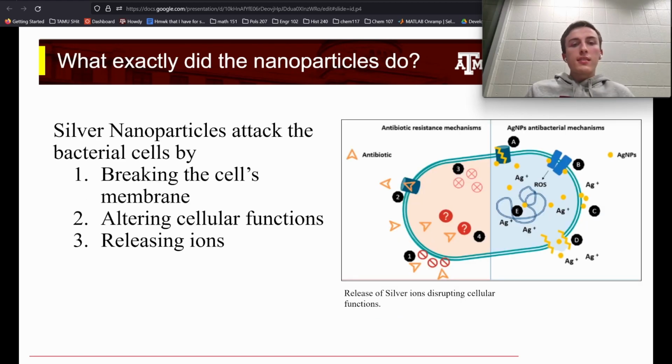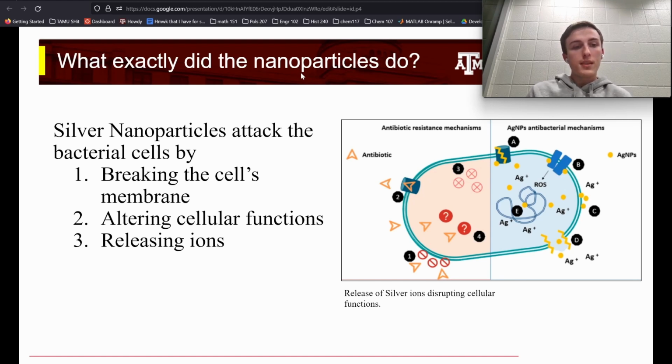Howdy, I'm Jordan. The exact way silver nanoparticles work against bacteria is not quite understood. However, three experimental methods have been observed. One method is that it acts on the membrane level, where silver nanoparticles pass through the bacterial membrane and cause the cell to destabilize. This then causes the membrane to become more permeable and allows things to come in and slowly kill the bacteria.